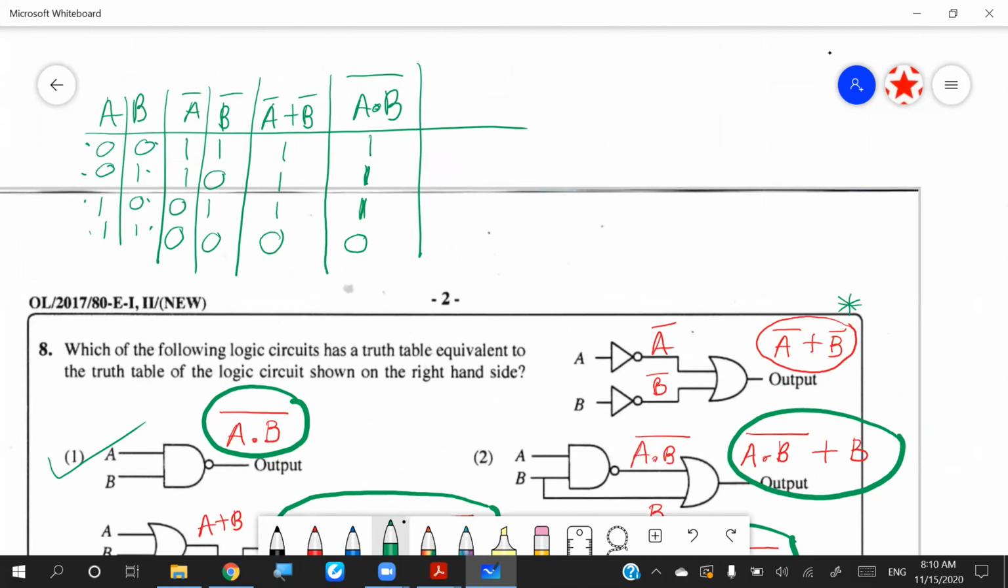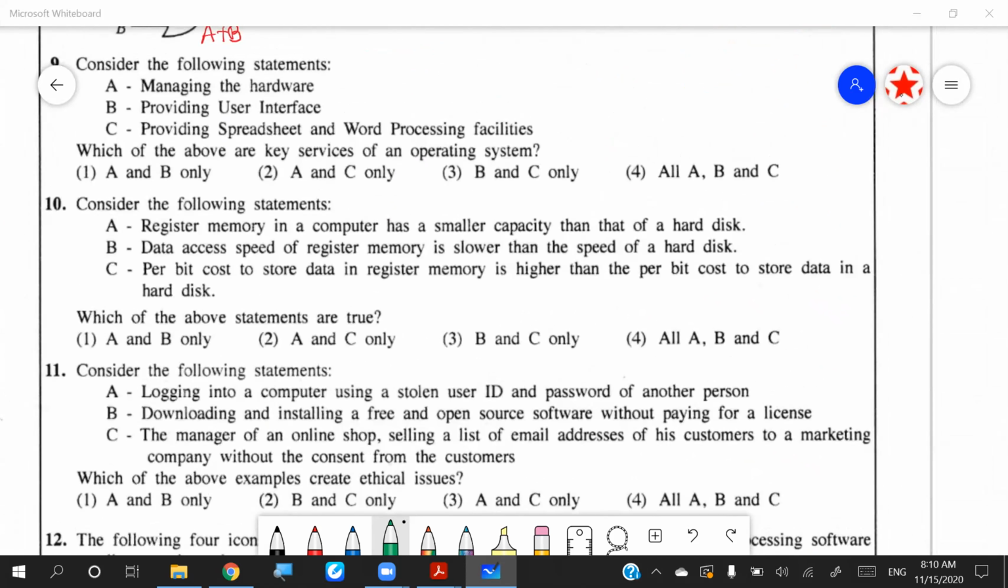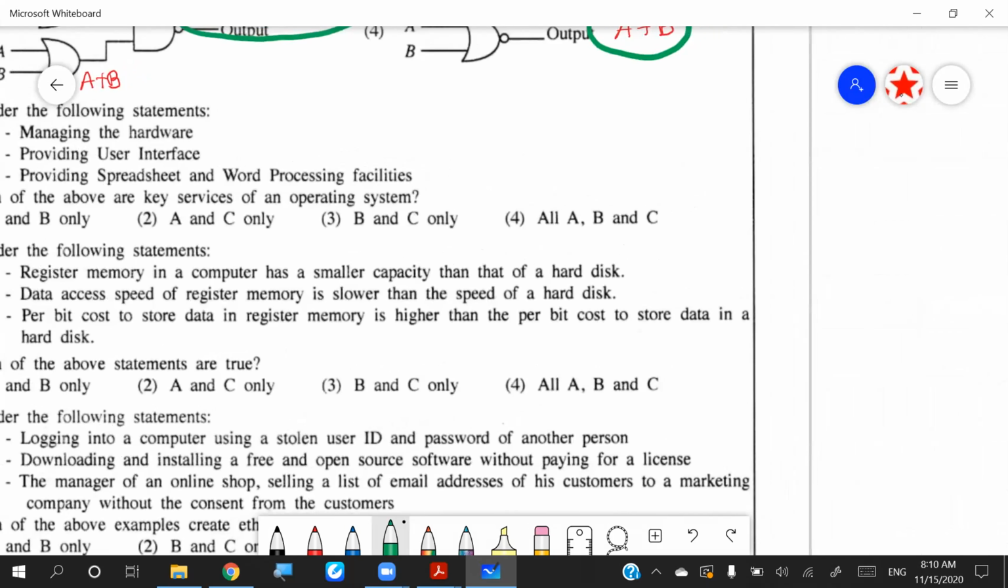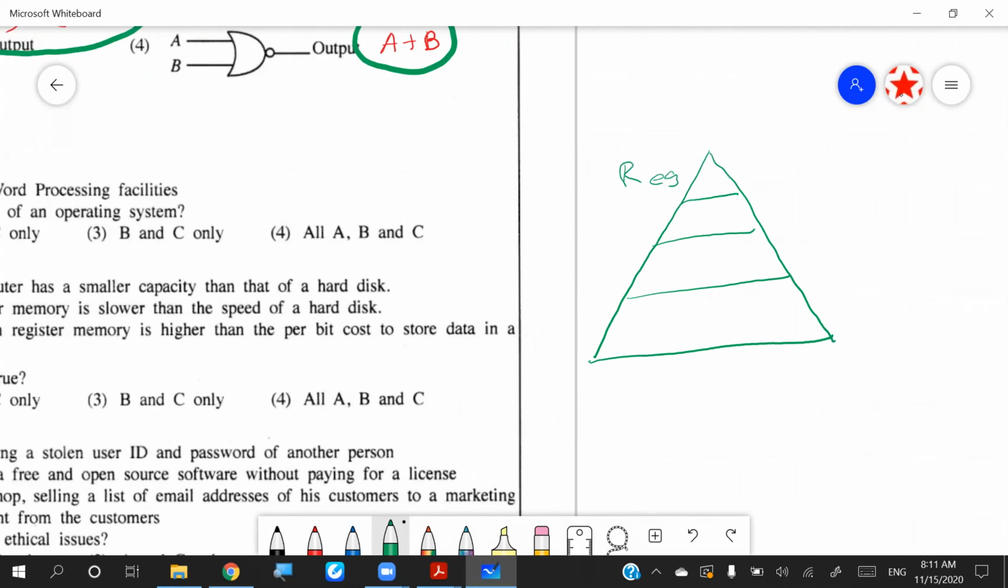All right. So moving to the 10th question. Consider the following statement. Register memory in a computer has a smaller capacity than the hard disk. I want you to have this memory hierarchy, right? This is a simpler version. In your book, it is given as some extended version. So at the very top, you are going to have registers, then the cache, and the RAM. Then you are going to have secondary storage.